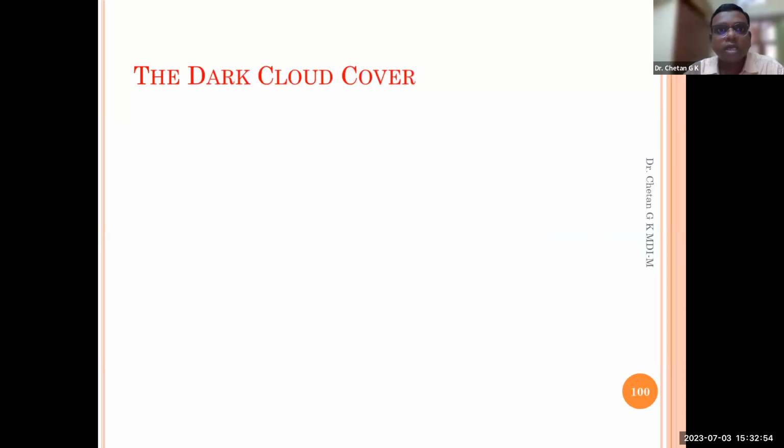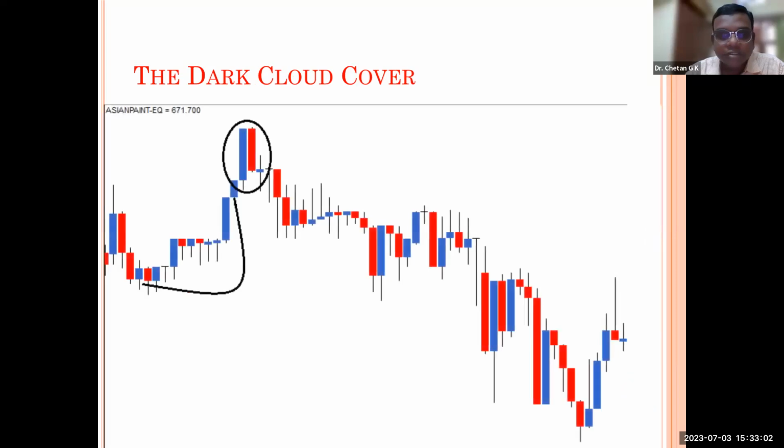Next comes the dark cloud cover. Remember, it looks like one more engulfing again. Slightly, there is a variation, as you can see. This is called dark cloud cover. It also looks like an engulfing, right? This dark cloud cover also belongs to the family of engulfing.